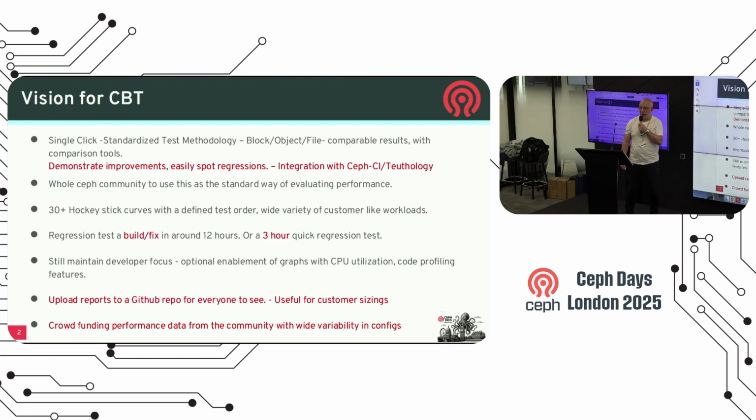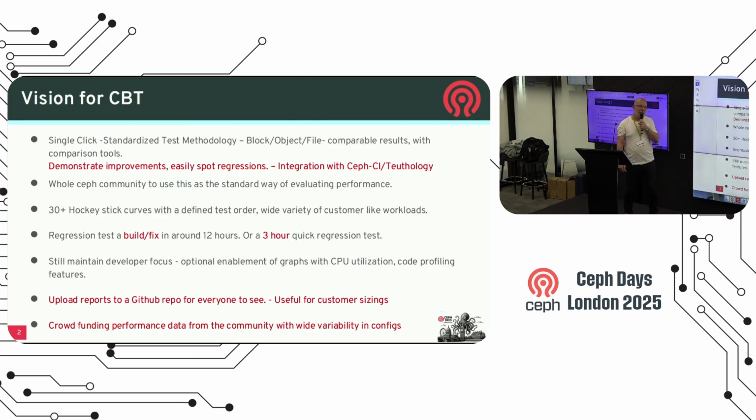Some of the tools I'm going to show you today: we've developed post-processing to be able to produce 30 plus hockey stick curves with a defined test order with a wide variety of different client-like workloads. You can use this to regression test a build in around about 12 hours, or you can do a quick 3-hour regression test.